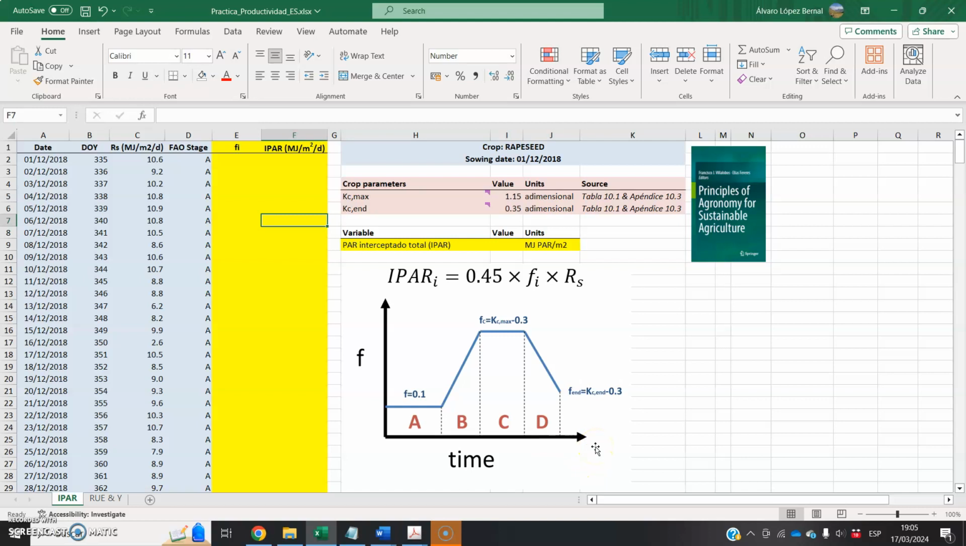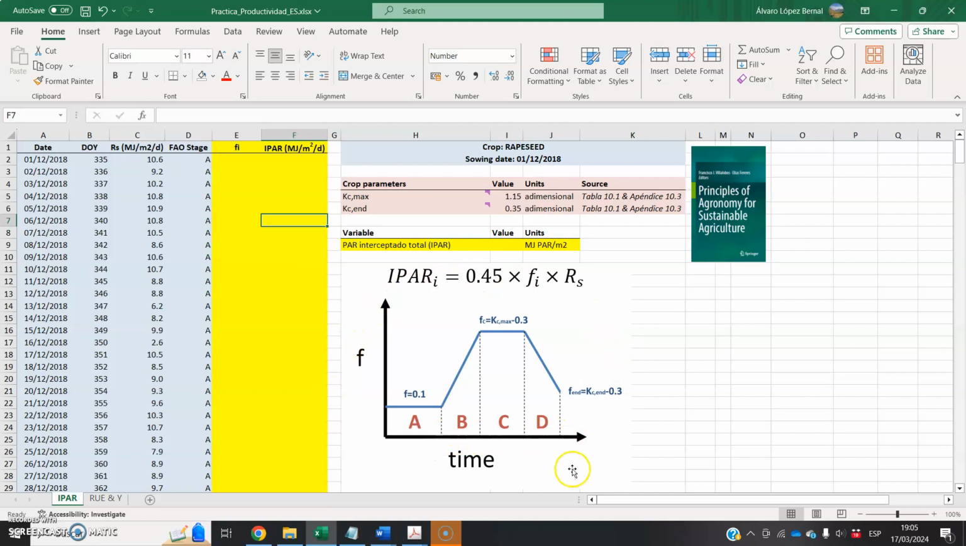Okay, well, for calculating the values of the fraction of intercepted radiation on each day in the cycle, we just need to know the values of the maximum crop coefficient and the value of the final crop coefficient for a given crop, as well as the durations of the different stages.